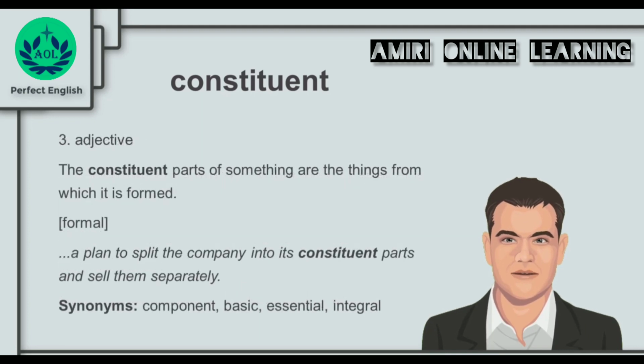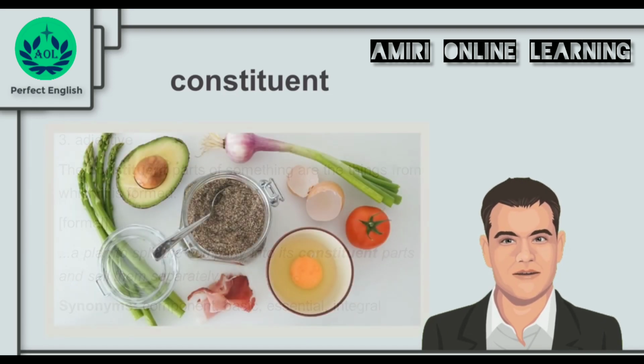And constituent can also be used as an adjective. The constituent parts of something are the things from which it is formed. For example, a plan to split the company into its constituent parts and sell them separately. And synonyms for constituent as an adjective are the words component, basic, essential, and integral. So the next time you remember this picture of all those ingredients, remember the word constituent and what it means.